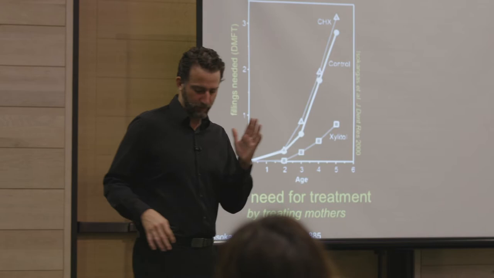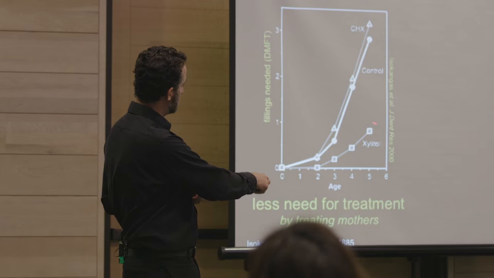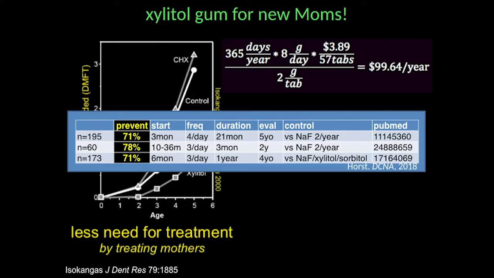And you can see these numbers, and you don't need statistics to show that when the kids are 5 years old, they have less than one cavity on average versus the other kids that have 3 cavities on average. And if you look at the numbers and the studies that have been replicated in other countries, so these studies are done in 3 different countries, we have 71% prevention, 78% prevention, 71% prevention. Nothing different in the kids. So we're intervening with the way that bacteria are passed down from the mother to the child.